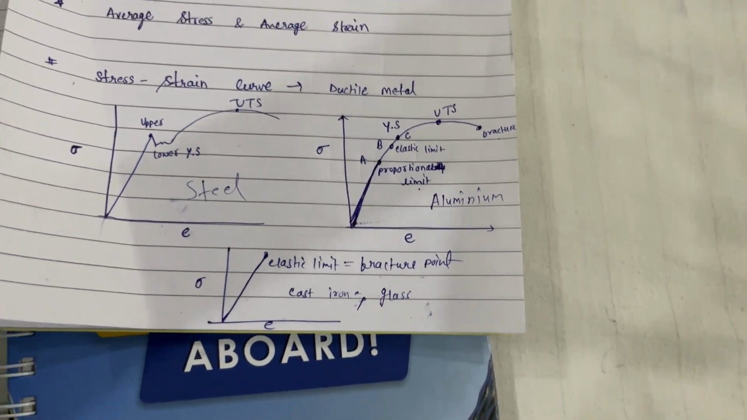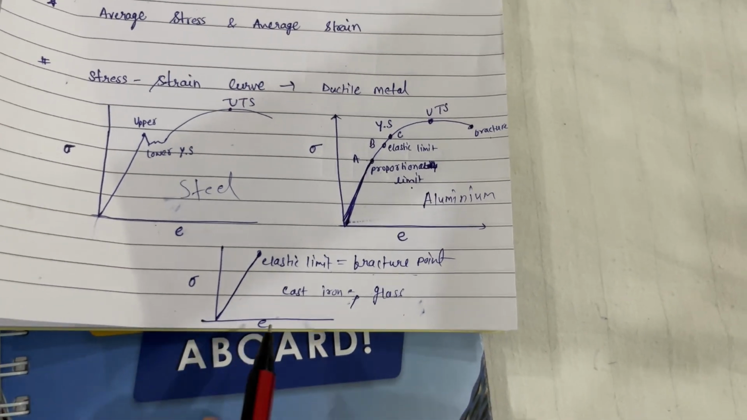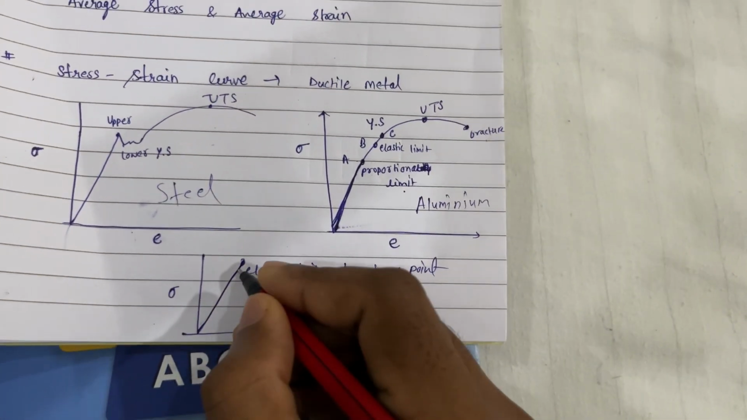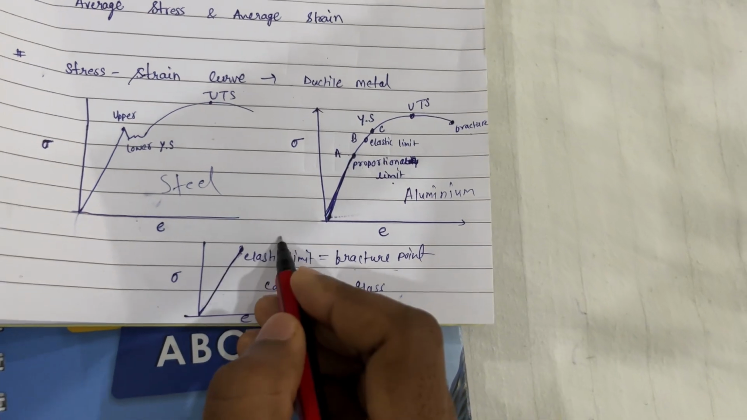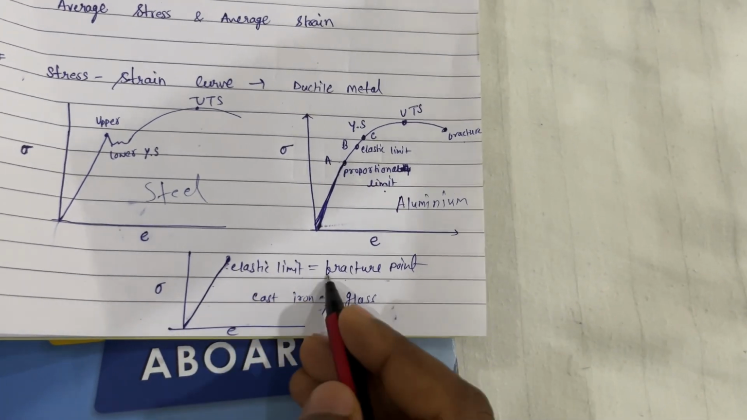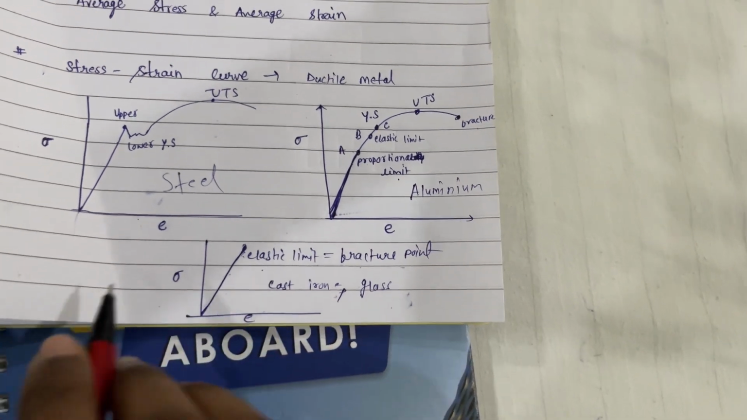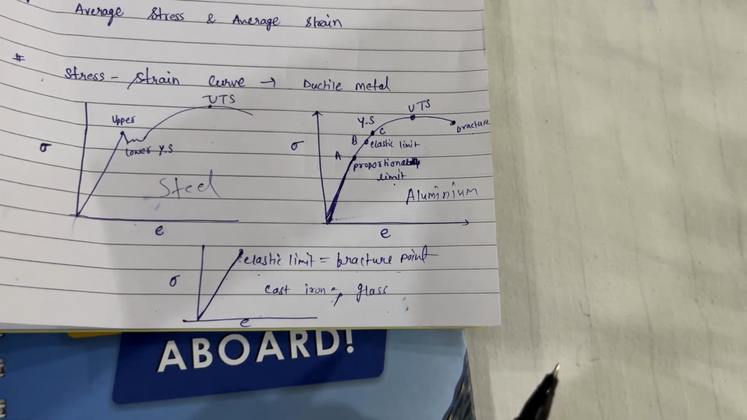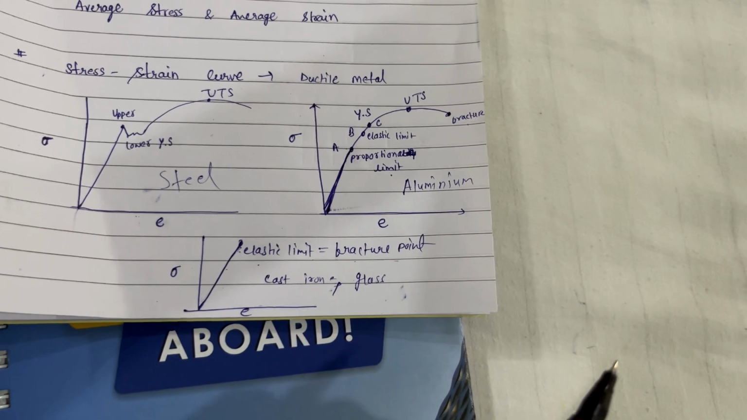But in case of the brittle material, the stress strain curve here is shown as a straight line. It does not show the peak point because this metal fractures at the elastic limit. There is no plastic deformation in case of the brittle material.